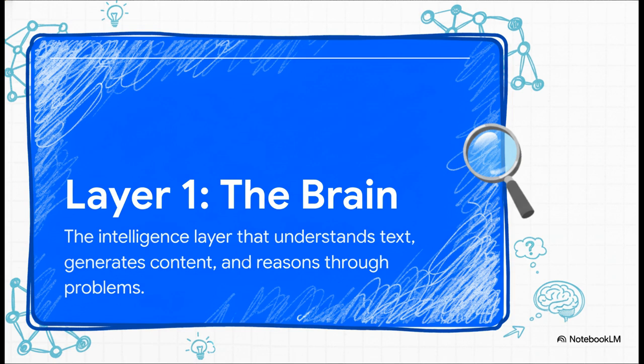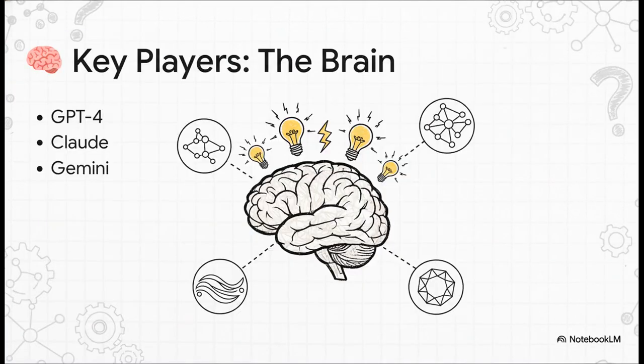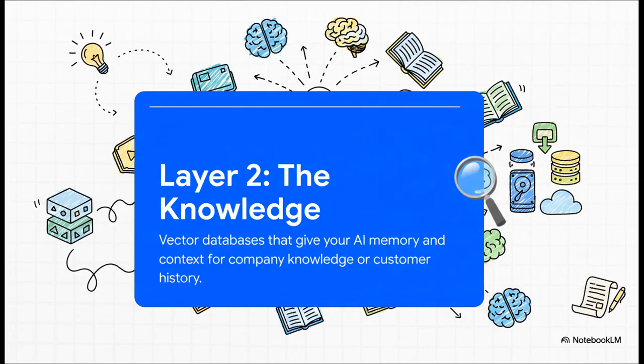This is the part that understands what you're asking, reasons through problems, and generates all the text or content you need. And the big players here are the ones you've probably already heard of, right? You've got OpenAI's GPT-4, Anthropic's Claude, and of course, Google's Gemini. Now, each one has its own little quirks and strengths, but they all serve as that powerful engine that you plug everything else into.